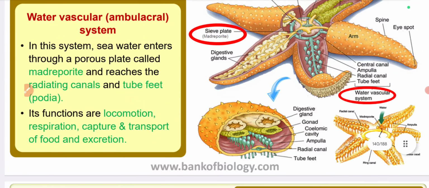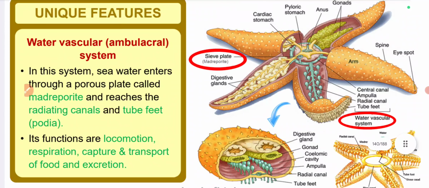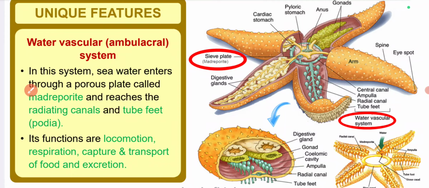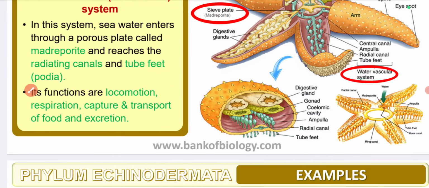In this system, seawater enters through the porous plate called madreporite and reaches the radiating canals and tube feet or podia. As you can see, the seawater enters through the porous plate or sieve plate, called madreporite, and reaches the radial canal, which is present here, and tube feet. So what is the function of the water vascular system? Its functions are locomotion, respiration, capture and transport of food, and excretion.